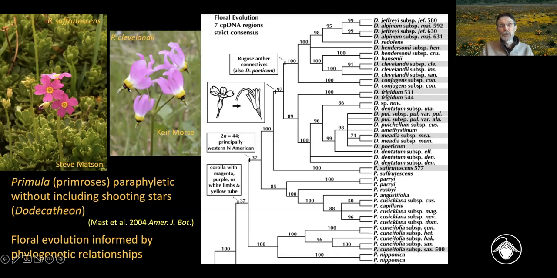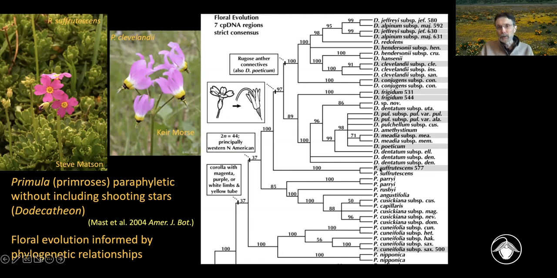All of these traits are associated with buzz pollination by bees, which is a transition that happened at this stage in the evolutionary history of the primroses, where we went from a flower like we see here to a shooting star flower associated with a shift to buzz pollination. So this kind of shift in pollination syndrome can be associated with major divergence events. And this is a great case in point.